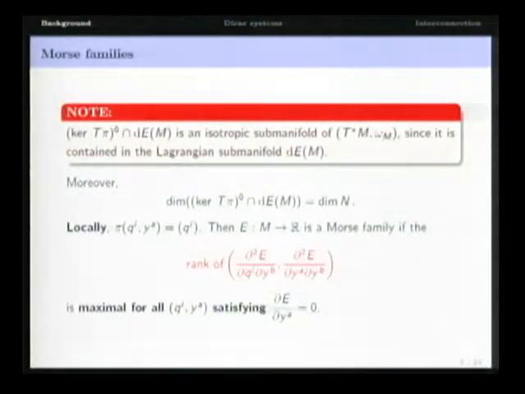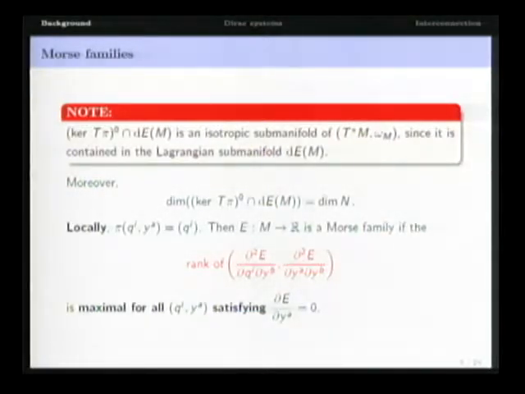The first thing you can notice is that this intersection happens to be a submanifold. It's an isotropic submanifold since it's included in the image of the differential of E, right? That's very easy to see, since I'm assuming you all know that this corresponds to a Lagrangian submanifold, but I think that's okay.